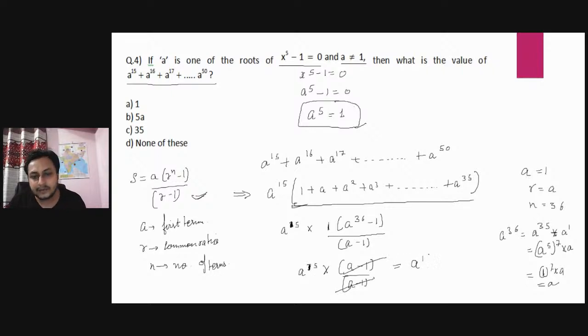So a power 15. A power 15 is what? a power 5 to the power 3. So a power 5 is 1, so the answer should be 1 cube, that comes out to be 1. So the answer is option A, means 1. Correct answer is 1. Got it, guys? Option A. So easy, right?